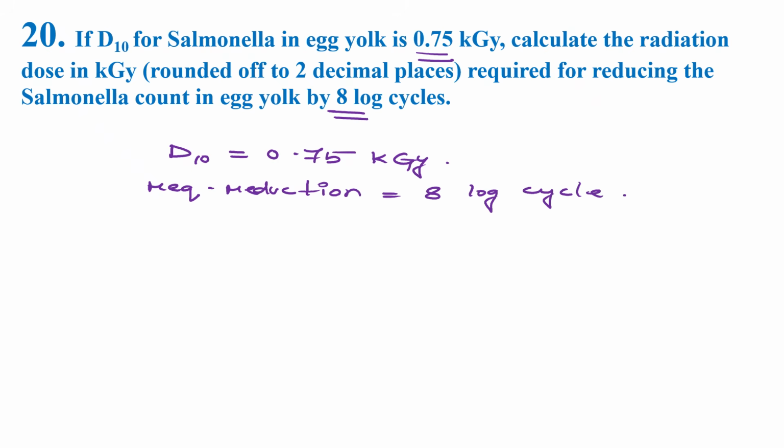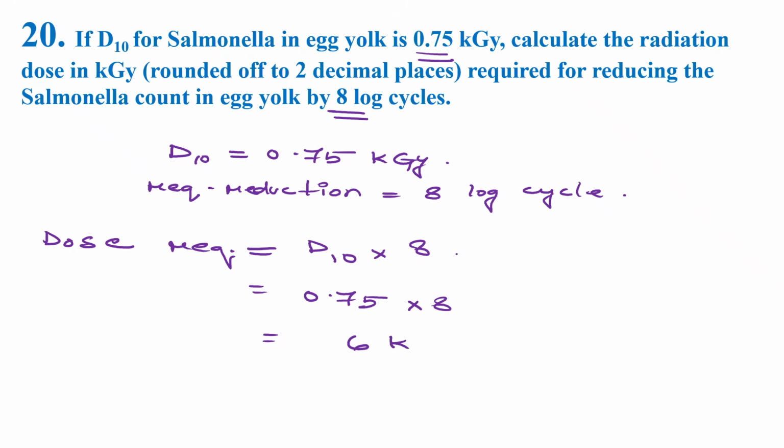So dose we can calculate, dosage. Formula is D10 into the number of log cycle, that is 8. So it is 0.75 into 8, or 6 kilogram. So this is my answer. So the radiation dose which is required is 6 kilogram.